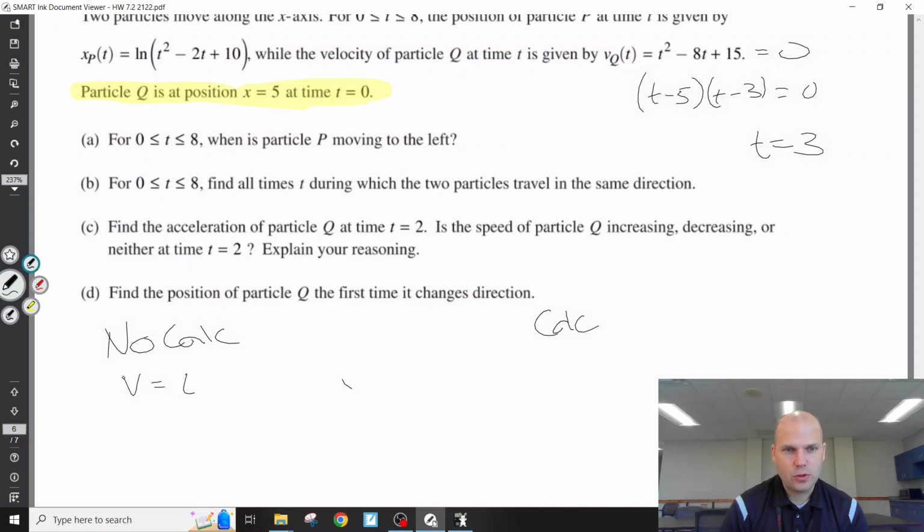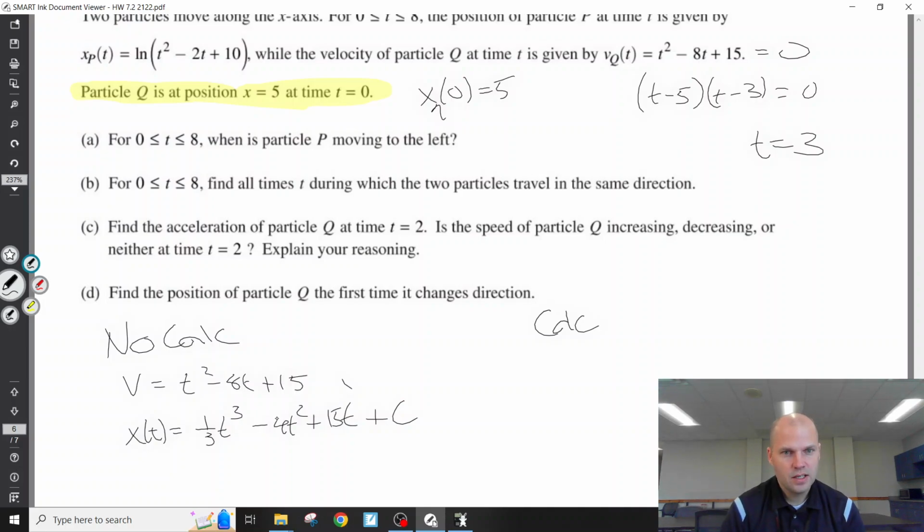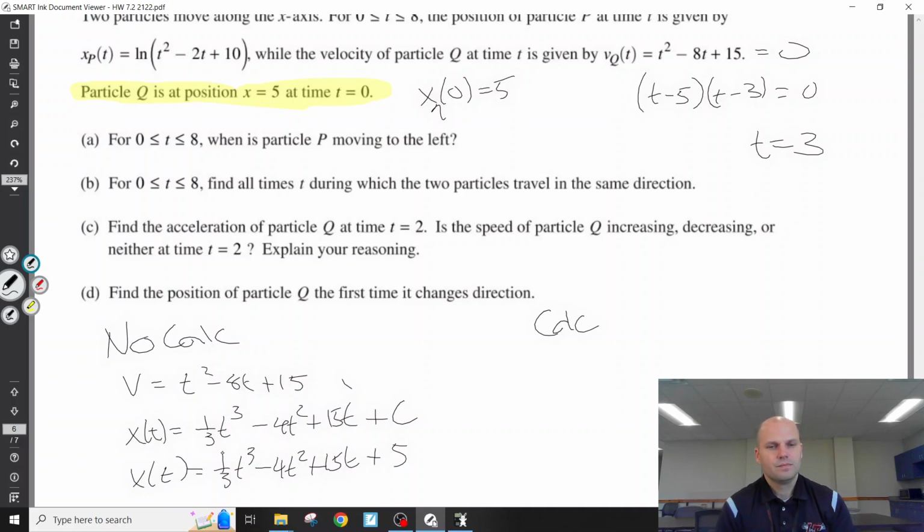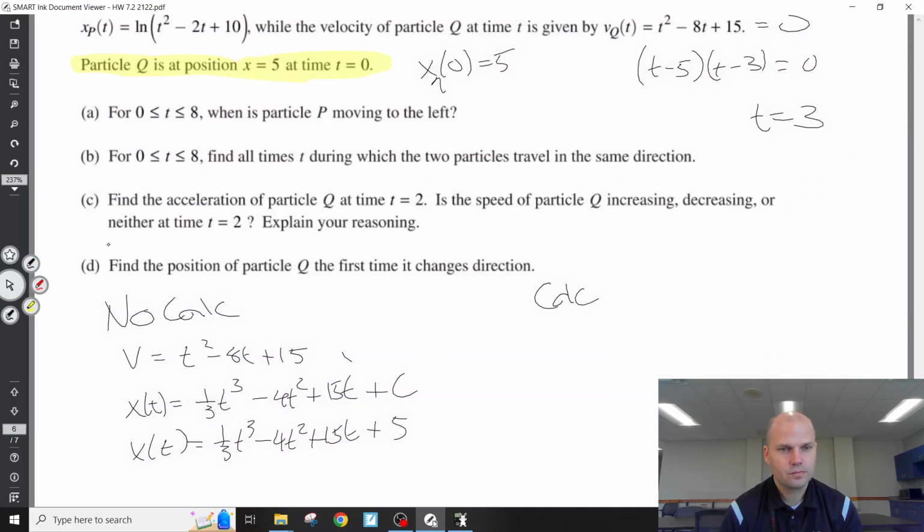The velocity of q is t squared minus 8t plus 15. X of 0 is 5 for particle q. You take the antiderivative of velocity, which is 1/3 t cubed minus 4t squared plus 15t plus c. Yikes. X of 0 is 5, though, so that's easy. You know that c is 5. I know I'm going fast now.